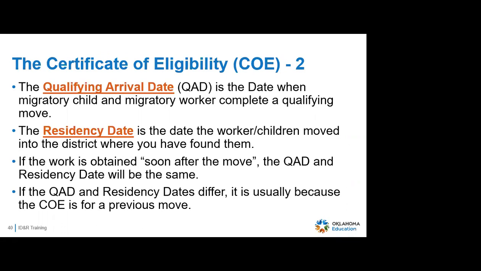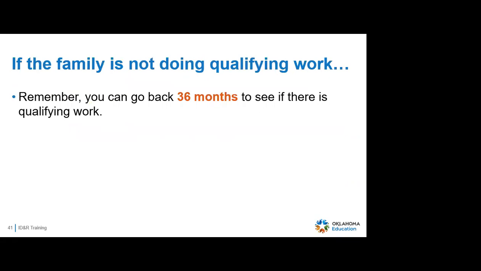The qualifying arrival date is the date when the migratory child and the migratory worker complete a qualifying move. The residency date is the date the worker or child moved into the district where you have found them. If the work is obtained soon after the move, the QAD and the residency date will be the same. If the QAD and the residency dates differ, it's usually because the COE is for a previous move. If the family is not doing qualifying work, remember you can go back 36 months to see if there's any qualifying work.